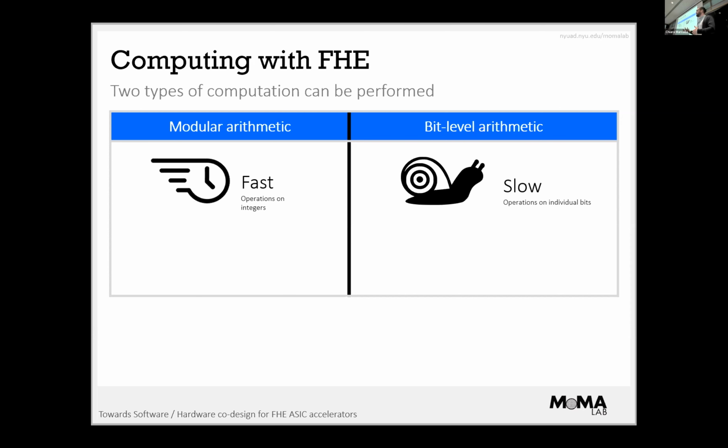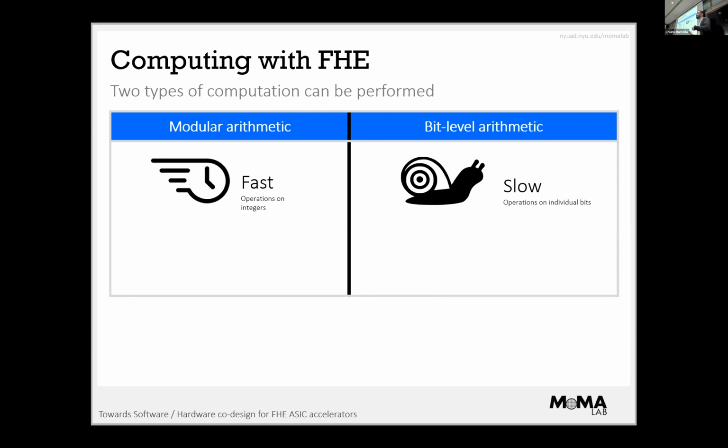Modular arithmetic is fast, right? Because you work on integers and you do one operation. Bit-level arithmetic is slow because you operate on gates per bit. So the same addition, if it's 64 bits, will take you at least 64 gates in order to do the same operation at bit level.